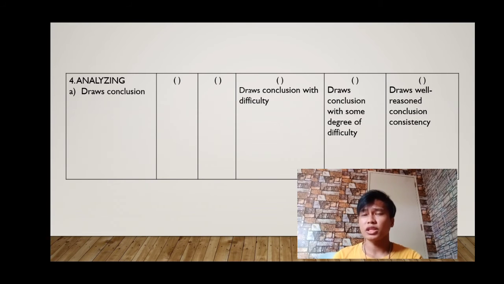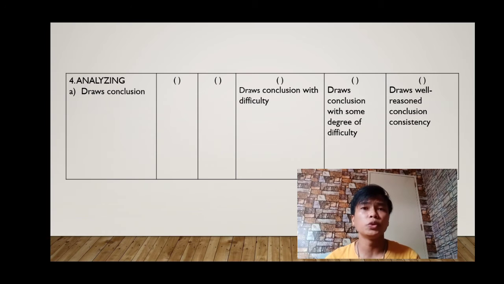Let's proceed to the next category, which is capable. In the capable category, the students draw conclusions with some degree of difficulty. They can imagine, picturize, or present the conclusions, but they have some degree of difficulty. They also get difficulty, but not like in the beginner category.